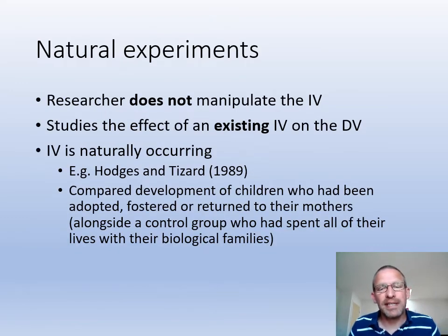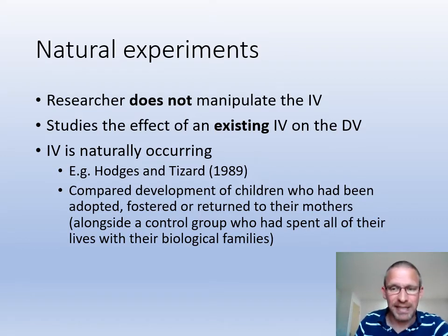Natural experiment. Now on this one, you're not directly manipulating the independent variable. The IV is what's natural. It's naturally occurring. You've got these different groups, these different conditions anyway. So whenever you're looking at a study, is it happening anyway? Then you're looking at a natural experiment. In a lab experiment, in a field experiment, you've created it, you've made it happen, you've created those conditions.